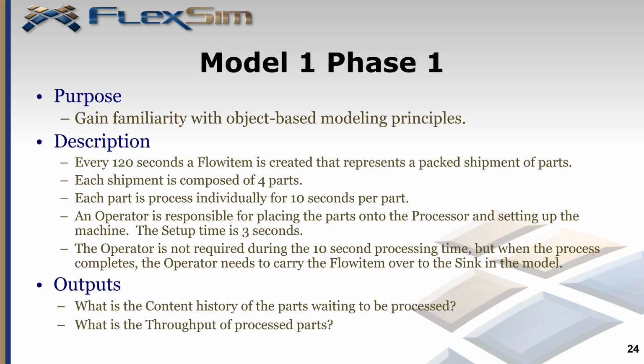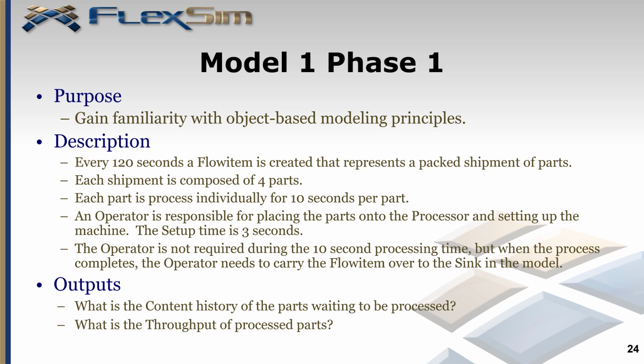Okay, let's go over the description of our first model. Model 1, Phase 1. What's the purpose? To gain familiarity with object-based modeling principles. Here's the description. Every 120 seconds, a flow item is created that represents a packed shipment of parts. Each shipment is composed of 4 parts. Each part is processed individually for 10 seconds per part.